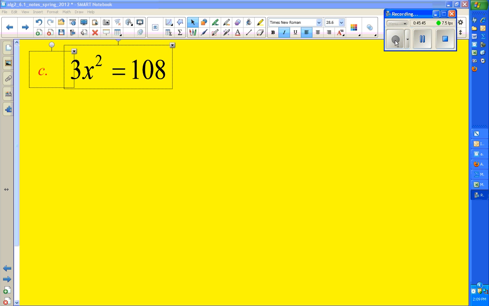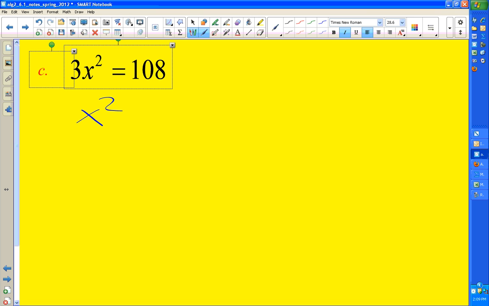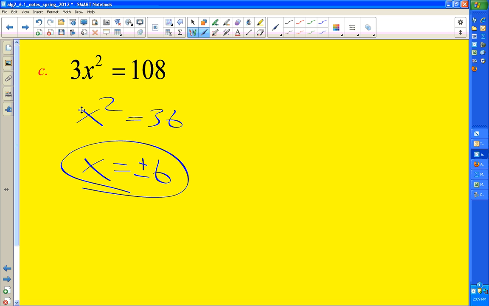I'm trying to warn you, and it's not working. If we go x squared equals 36, x equals 6. Now, plus or minus. You've got to have both answers if it's an even root. Okay, you have to put both answers if it's an even root.